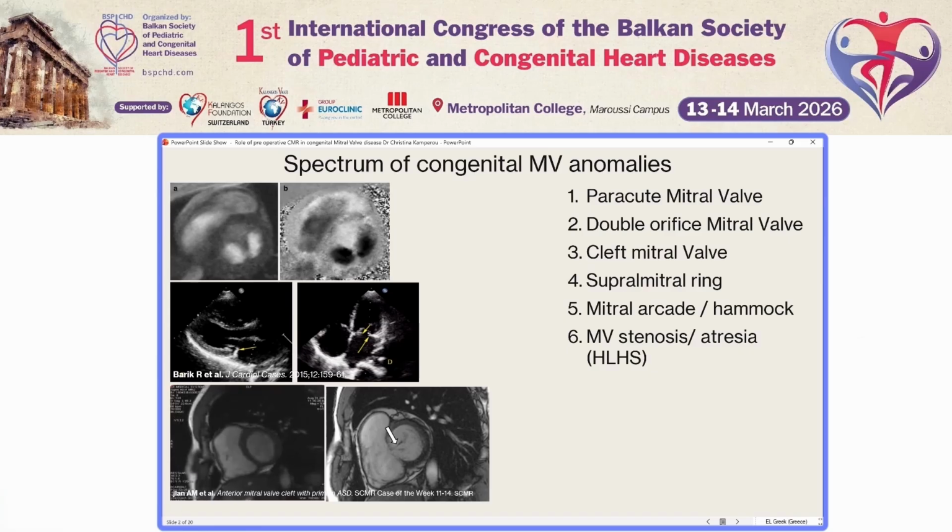Several structural abnormalities have been described. Cleft mitral valve is commonly associated with AV septal defects. Other lesions involve the subvalvular apparatus, such as parachute mitral valve or supramitral ring seen in Shone complex, both of which can produce left ventricular inflow obstruction. Rare anomalies, such as mitral arcade or hammock mitral valve, are characterized by shortened or absent chordae with direct papillary-leaflet attachment, resulting in restricted leaflet motion and mixed mitral valve dysfunction.